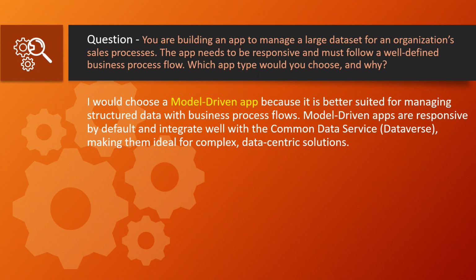So here the first question is: you are building an app to manage a large data set for an organization's sales processes. The app needs to be responsive and must follow a well-defined business process. Which app type will you choose and why? So here there are two requirements. The app should be responsive and it should also follow the well-defined business process flow. So how will you choose?